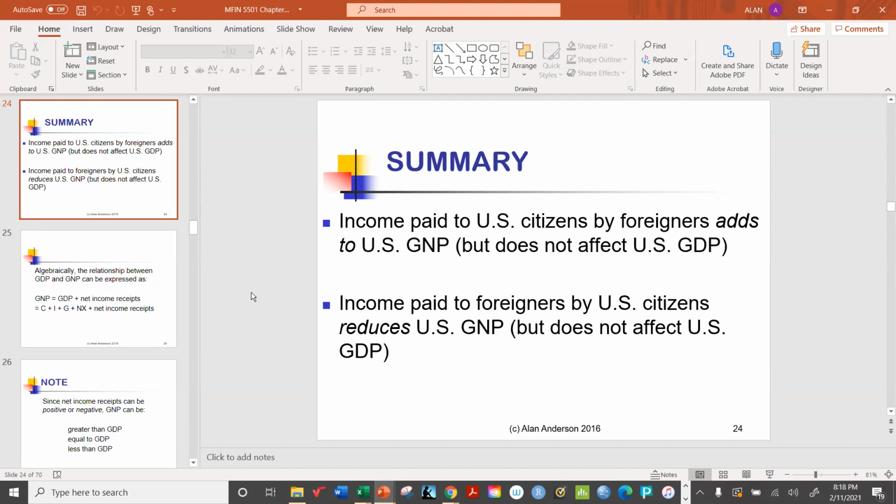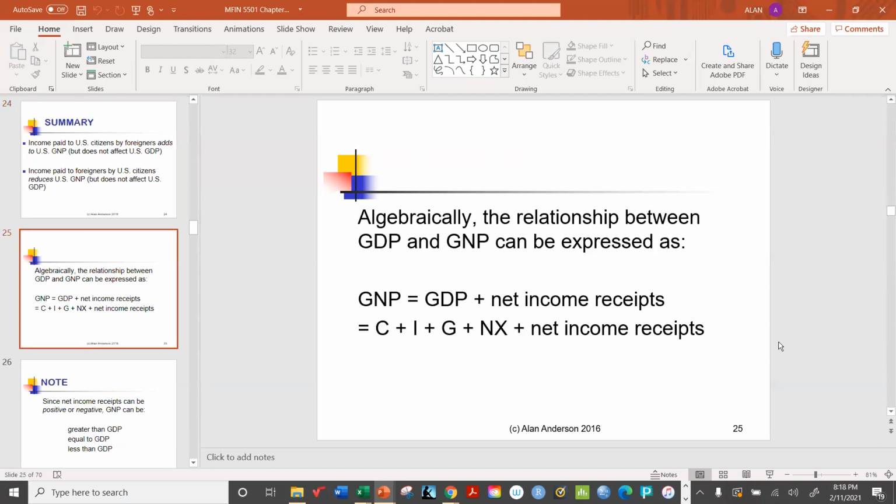So therefore, we can define this new relationship between GDP and GNP. GNP is GDP plus net income receipts. So you can think of GNP as being a somewhat broader measure of our output than GDP. And this is maybe one of the reasons why this book prefers GNP to GDP. I don't know. I don't know the authors personally. I can't ask them. But they are still in the minority. Most books are using GDP.